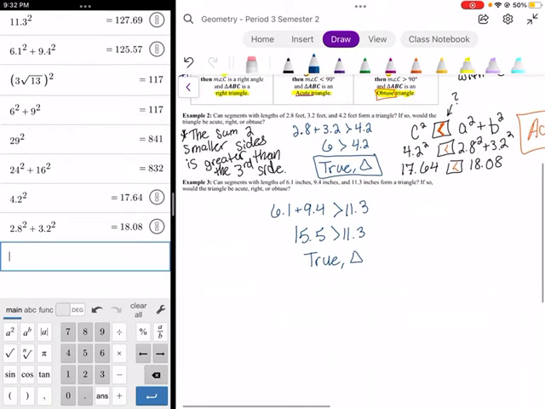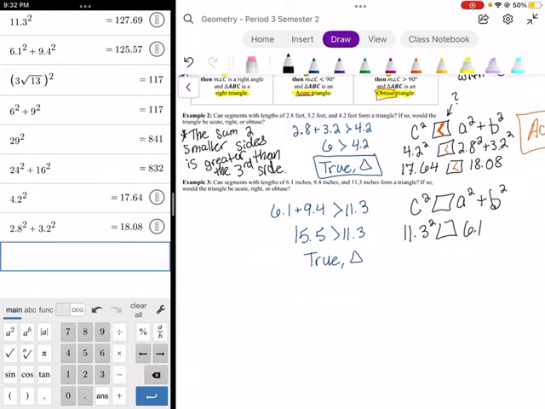Now we need to figure out what type of triangle, so we're going to plug it into our converse of Pythagorean theorem to see if it's equal to, greater than, or less than c squared. And in this case, c is 11.3, a is 6.1, and b is 9.4. Now we can plug this all into our calculator to see what they equal.